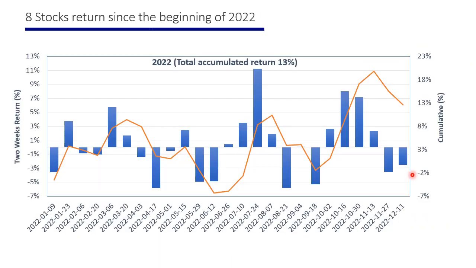Now, if we add the return of the previous package to our return since the beginning of the year, we end up close to 13%, which is slightly less than the 5 stocks package. However, as you know, the risk is also lower than the 5 stocks strategy.